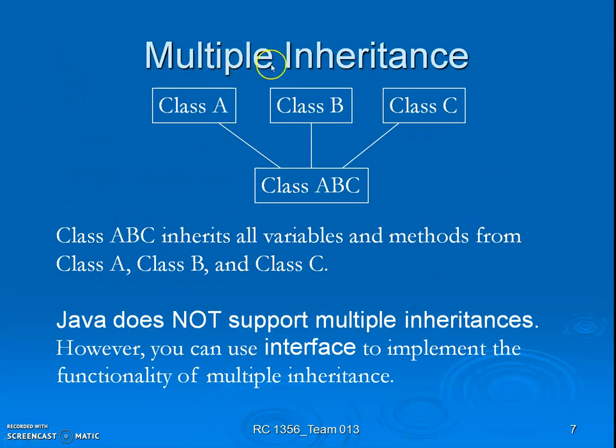So this is about multiple inheritance, which means a class which has been derived from more than one parent class. Like here, class A, class B, class C. All these are parents of class ABC. Class ABC inherits all variables and methods from class A, class B as well as class C. But we know that Java does not support multiple inheritance. However, we can use the interface to implement the functionality of multiple inheritance in Java.